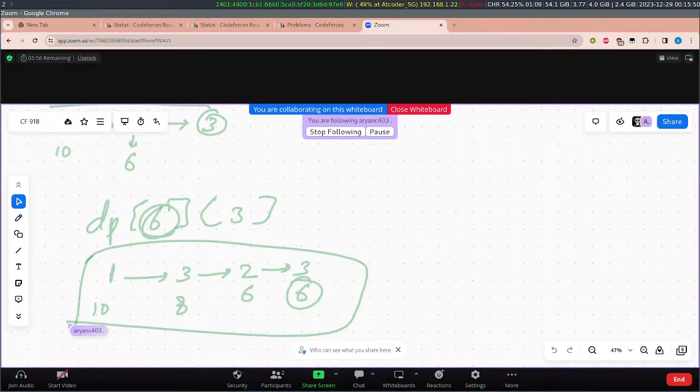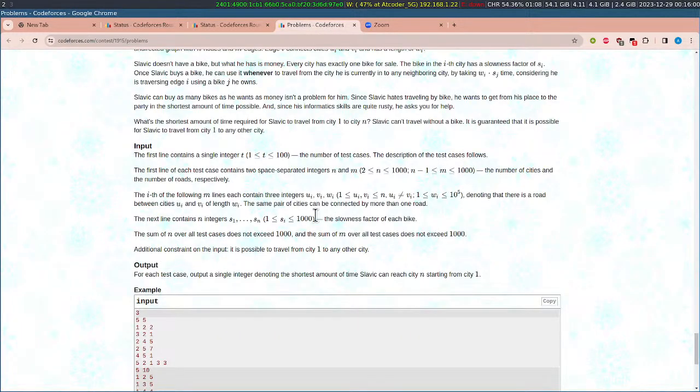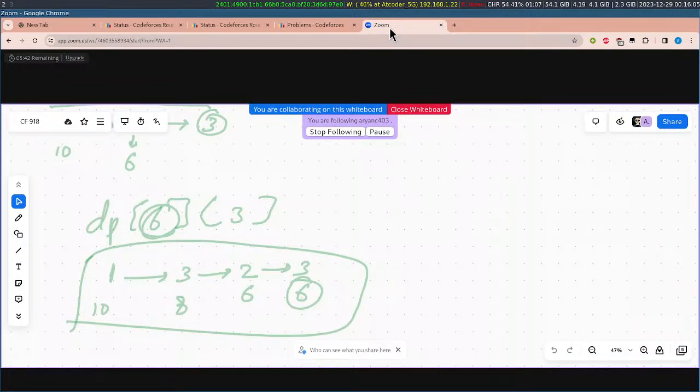Trying all the combinations will take order n cube time, and for n equal to 1000 that would clearly not work, so we will have to do something smartly. We will have to use this idea over here: for slowness 8 we have to go to 3, for slowness 6 we have to go to 2. We can try to do something over here to get an order n square.